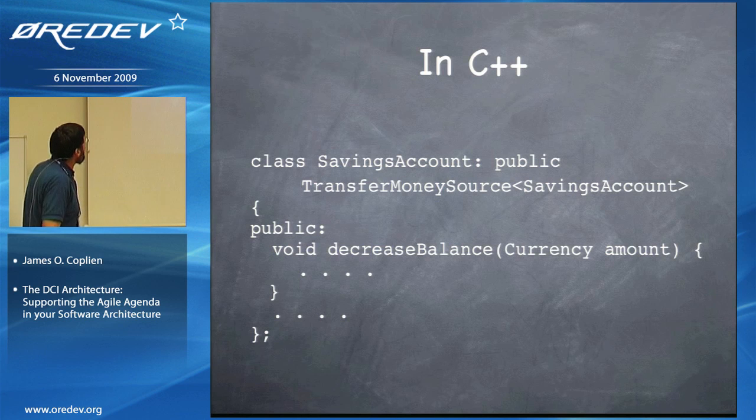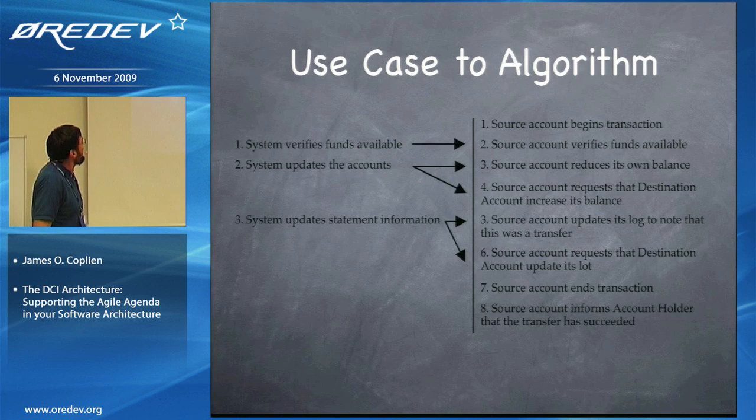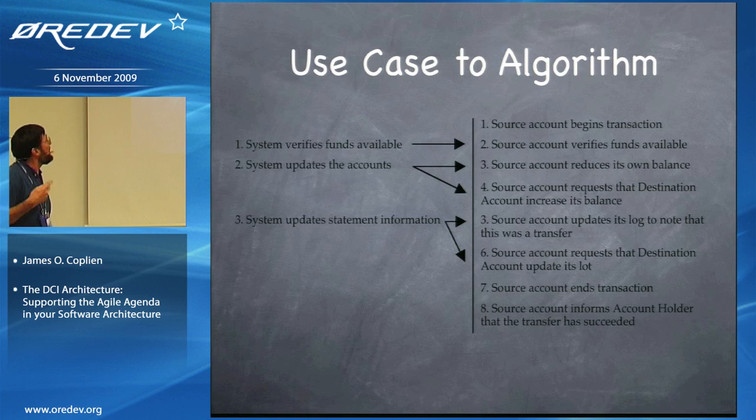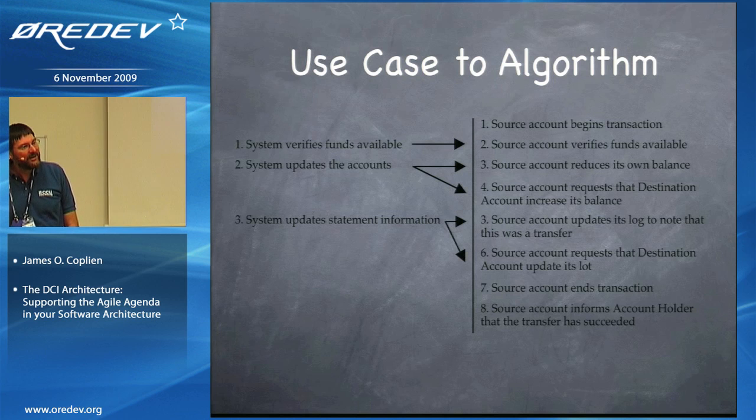Now, this is hard to read, but goes into this issue that we need to translate use cases to algorithms. So here's a use case for transferring funds. The system should verify the funds available, then the system updates the accounts, and the system updates statement information. Rebecca, I want to talk with you tonight about how in the heck do you really formulate this as a use case, or is this a use case at all in the sense of the word?